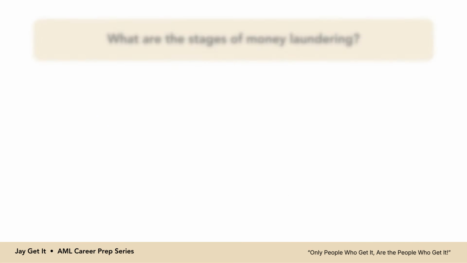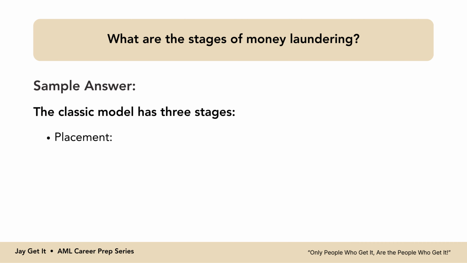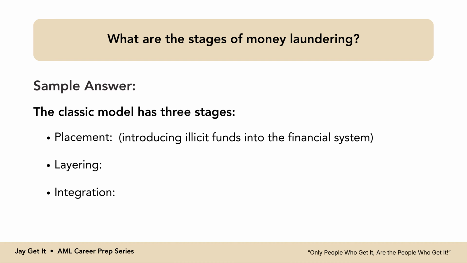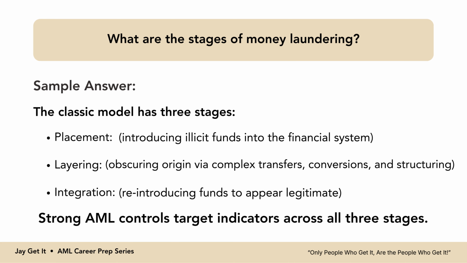Question number 3. What are the stages of money laundering? Sample answer. The classic model is placement, layering, and integration. Placement. Illicit cash enters the system. Layering. Complex transfers, conversions, or structuring obscure the origin. Integration. Funds re-enter the economy appearing legitimate. Interviewers expect you to know examples for each stage and how your controls target them.